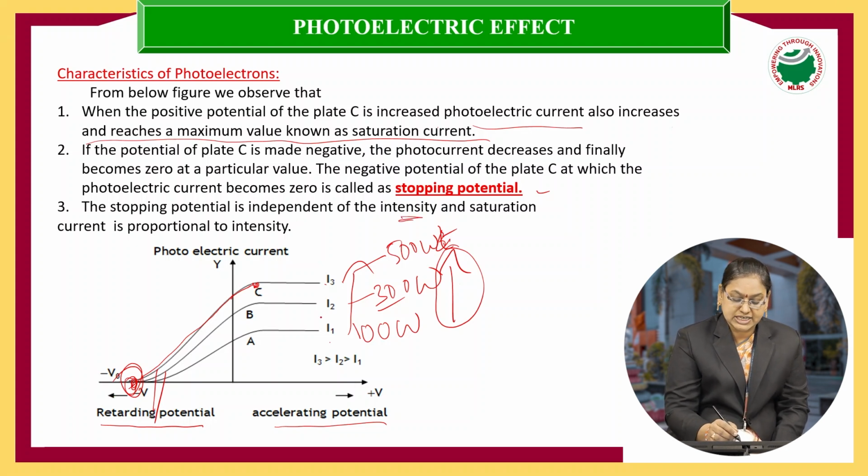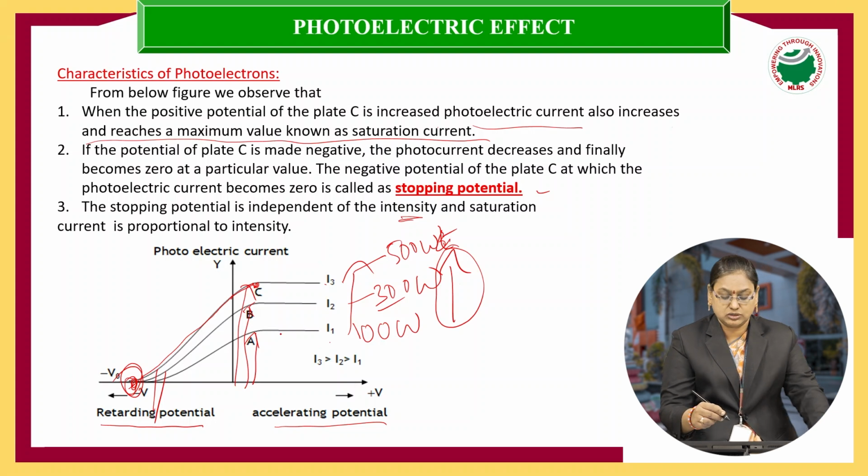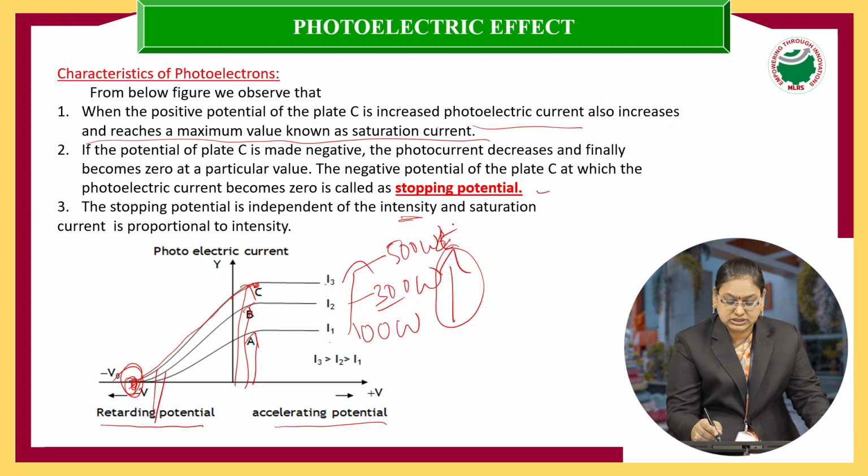Now what is happening to saturation current? Saturation current means maximum current. This is the saturation current of I1, this is the saturation current of I2, and this will be the saturation current of I3. As the intensity is increasing, what is happening to saturation current? Saturation current also increases, so saturation current is proportional to intensity. From this graph we can say that stopping potential is independent of intensity, and saturation current is proportional to intensity. As intensity is increasing, saturation current is also increasing.